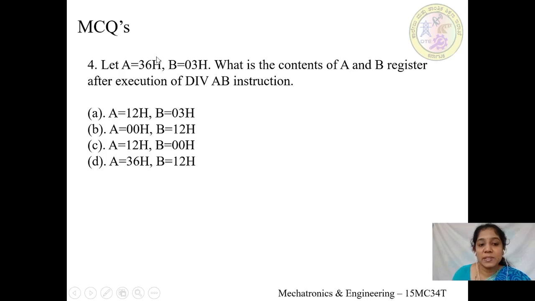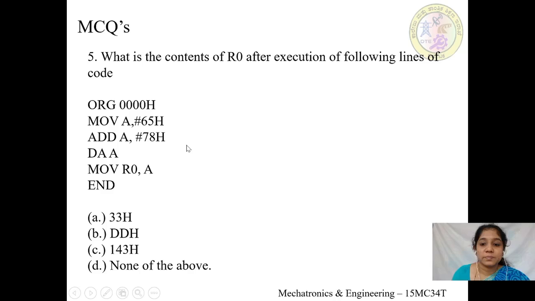What happens in division? After division, A will store the quotient and the remainder will be stored in the B register. So if you divide 36 by 3, the quotient is 12. And what about the remainder? It is 0. So the quotient will be stored in the accumulator and the remainder will be stored in the B register. So option C is the correct answer: 12 and 0.